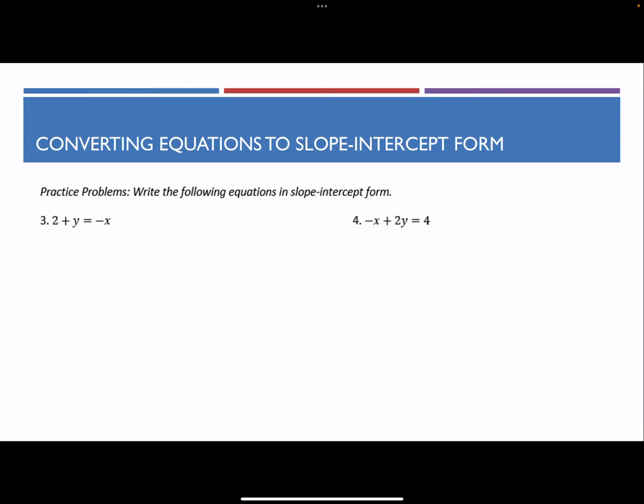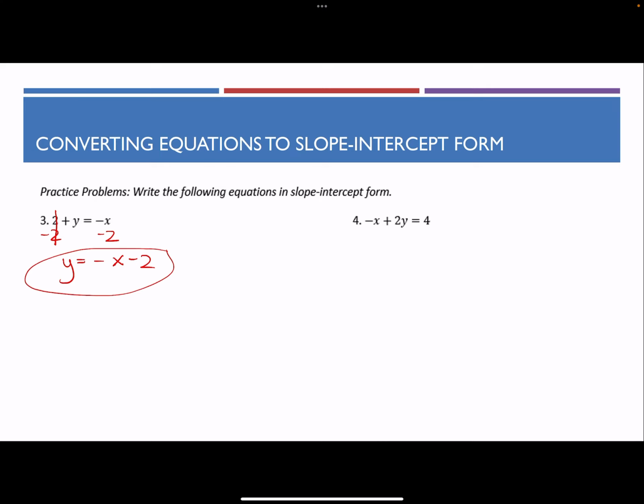So pause the video here and try some of these problems. When you unpause, we can check them. All right, so to get y by itself, got to get rid of that 2. So subtract 2 from both sides. Negative x minus 2.